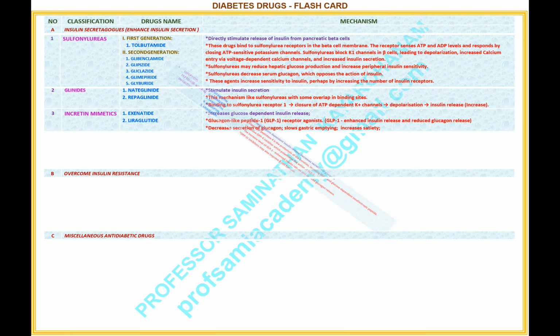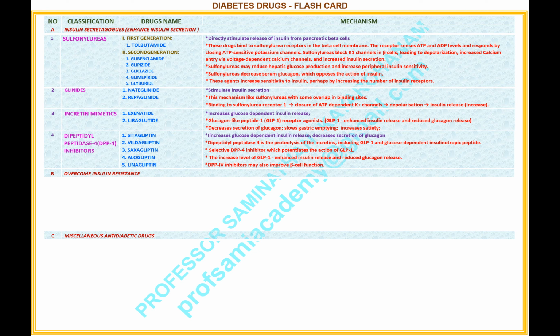Number 4. Name of the classification, dipeptidyl peptidase 4 inhibitors. Drugs name under this classification, 1. Sitagliptin, 2. Vildagliptin, 3. Saxagliptin, 4. Alogliptin, 5. Linagliptin. Mechanism of dipeptidyl peptidase 4 inhibitors: increases glucose-dependent insulin release, decreases secretion of glucagon.